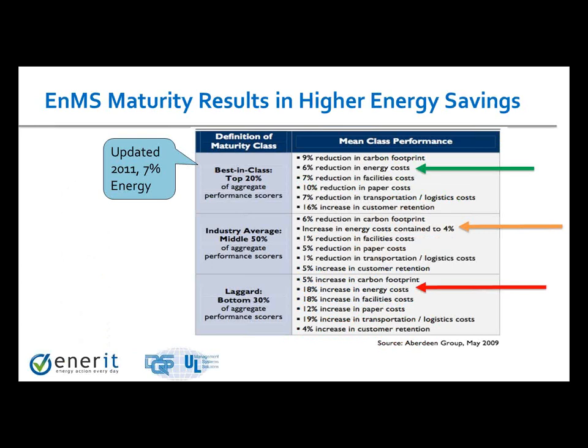Some of the maturity results that we're seeing globally, if you want to look at it from a best-in-class, less-than-class kind of structure, would be a minus 6% reduction in energy costs for the top 20. That's recently been updated to 7% on average. And then we also have the laggards that are at plus 18%. Organizations that fall into this bucket, as an example, tend to be organizations that think of just being in compliance. So those are some of the ranges that we're actively seeing in the marketplace and in all of the results.